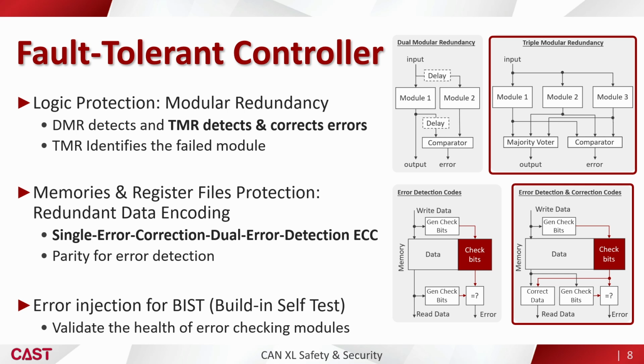The second technique is redundant data encoding. When data is written to memory or a register file, an error detection code is computed and stored alongside it. On read, the code is recalculated and compared. SECDED ECC, which stands for Single Error Correction, Double Error Detection, error correcting code, is the most widely used scheme for memory protection. It can correct any single-bit error and detect any 2-bit error. For control and status registers, simpler parity-based protection is typically sufficient.